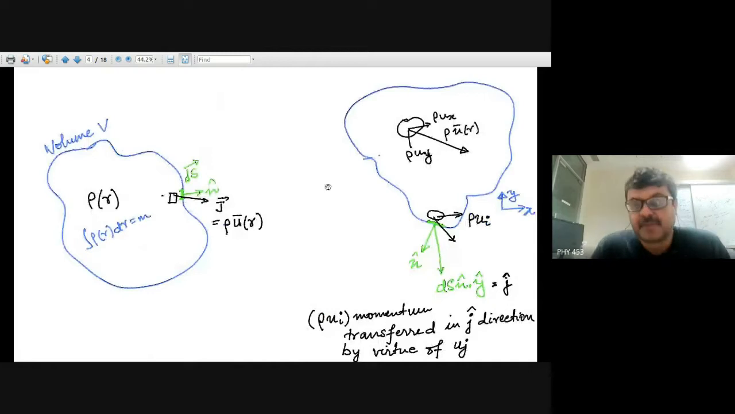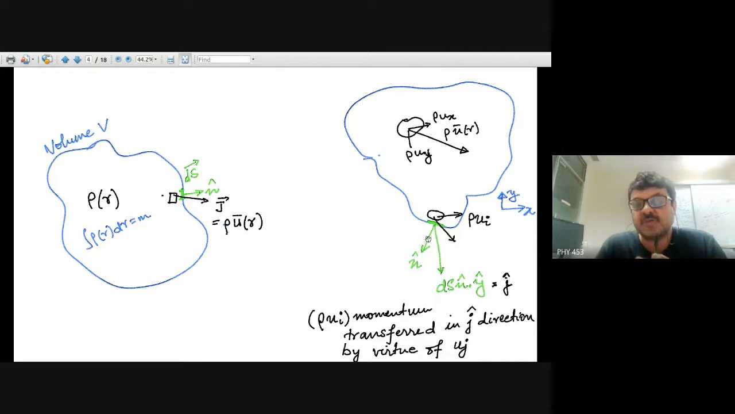Just look at this curve. Suppose this was your volume element, and this is an even smaller volume element within it, and here it has momentum rho u. This is the momentum field. But suppose this was the x direction and this was the y direction, you can also say that this smaller fluid element has rho ux, a momentum field in the x direction, and rho uy, right? Now suppose this fluid element or some other fluid element here was flowing out through this surface.